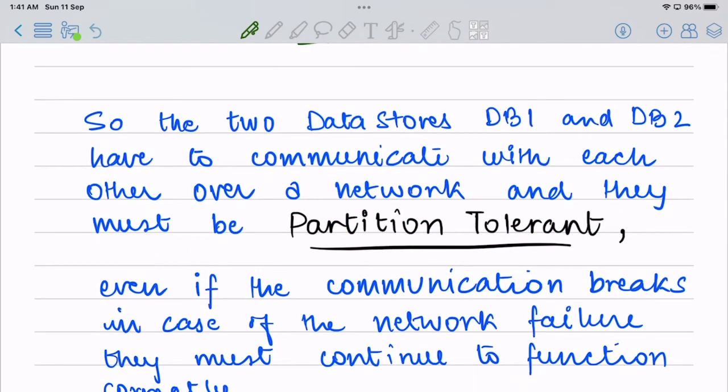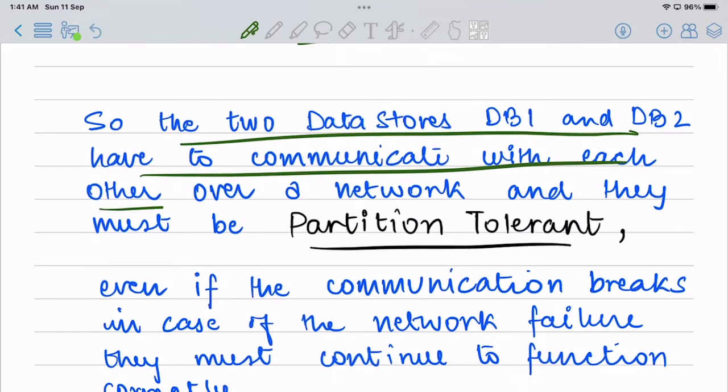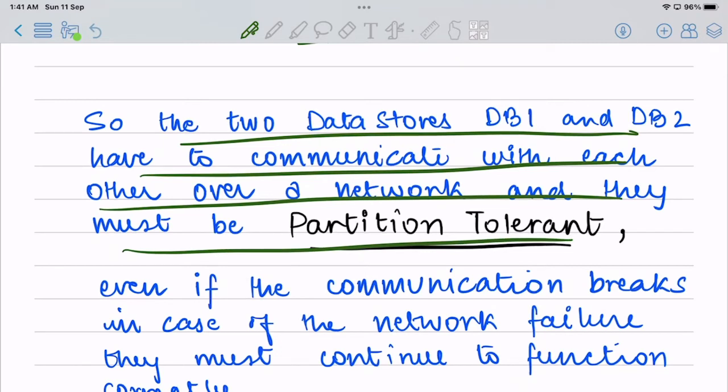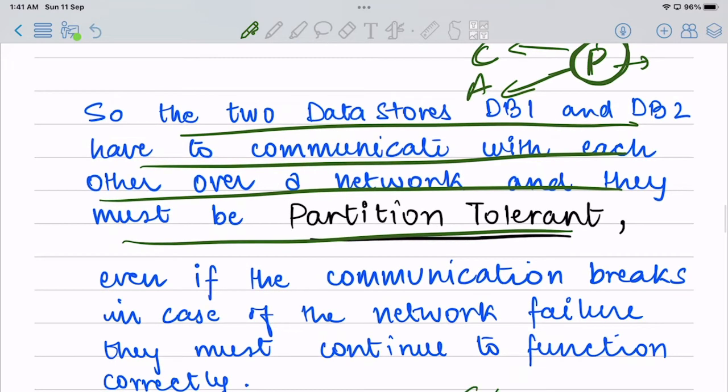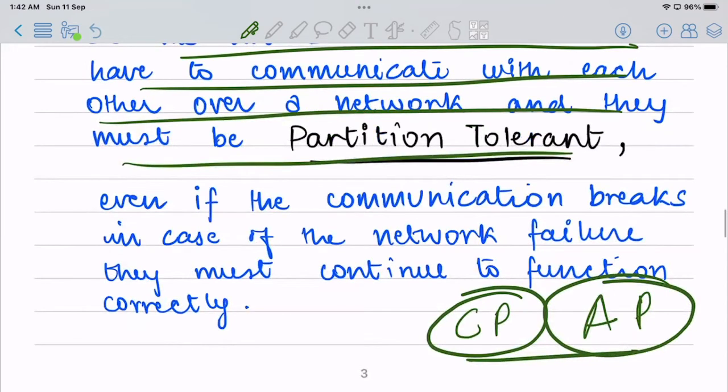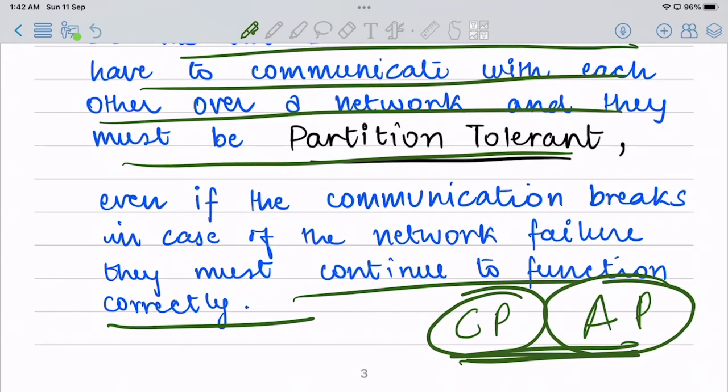So this is all theory here: the two data stores, db1 and db2, have to communicate with each other over a network. They must be partition tolerant. So P you have to take. Now the choice is between C and A. So either your system will be CP, consistent and partition tolerant, or AP, available and partition tolerant. So here you just have to remember these things. Even if your communication breaks in case of network failure, they must continue to function correctly, and correctly as in whatever you chose.